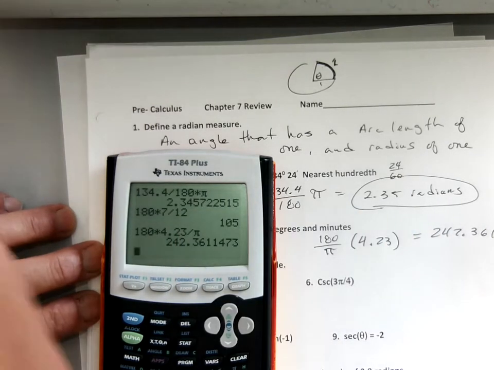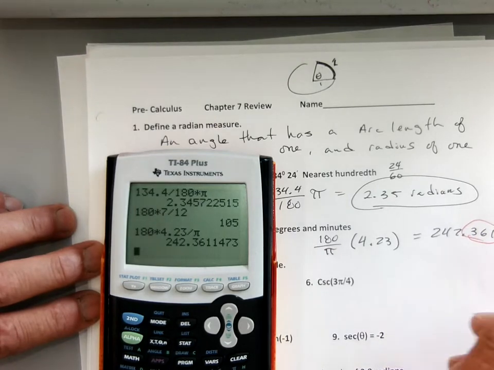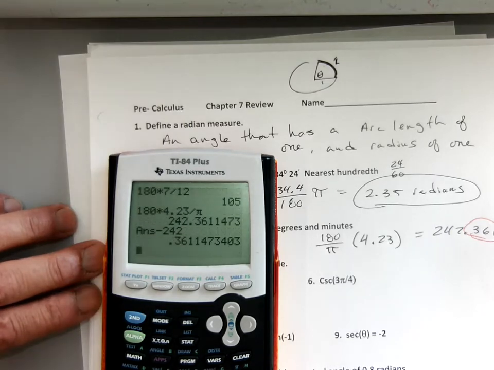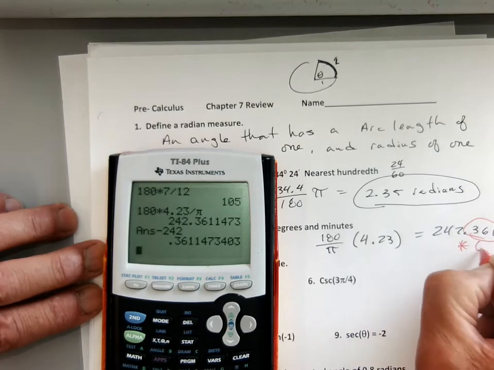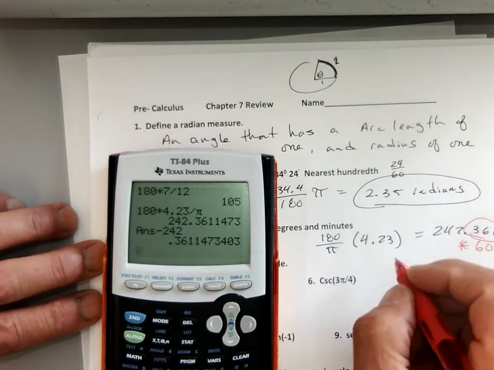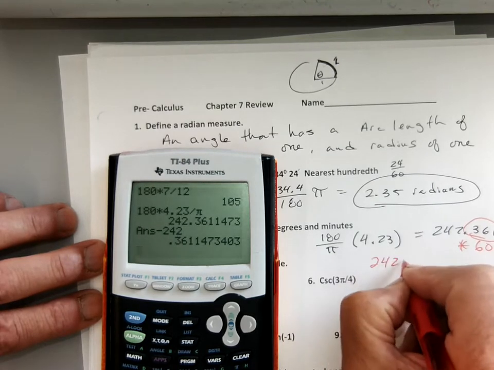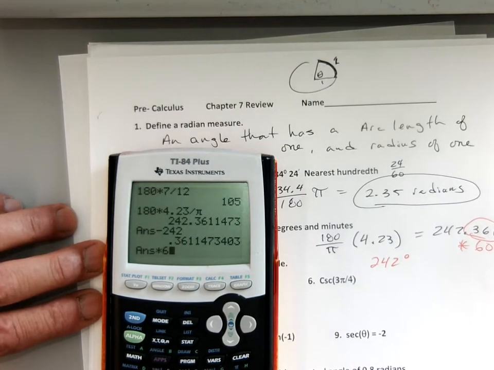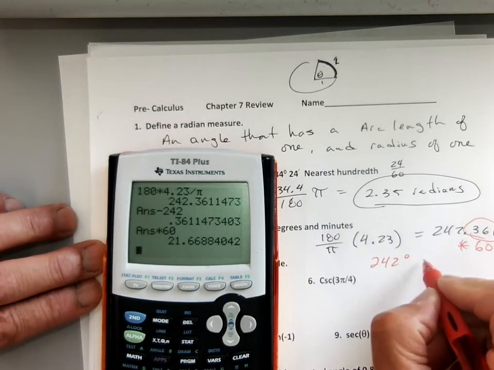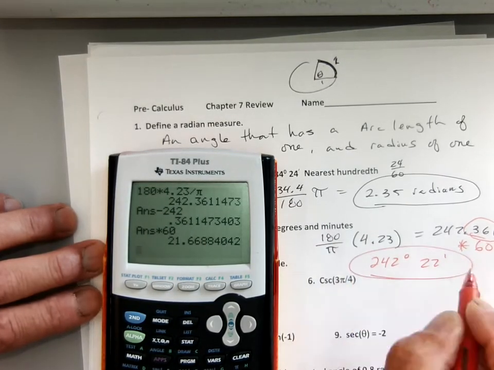So now what I'm going to do is change this decimal to minutes. Let me subtract out my 242, and I get just the decimal, and I'll multiply that by 60, right? Times that by 60 to get minutes. So I know my answer is going to be 242 degrees. And how many minutes? Let me just multiply that by 60. And about 22 minutes, okay?